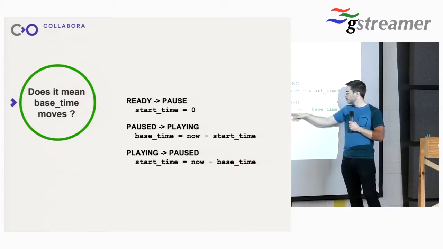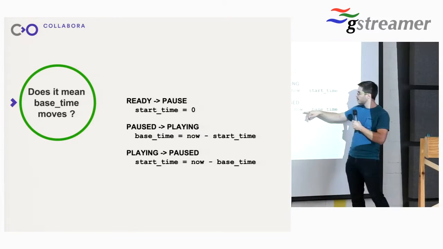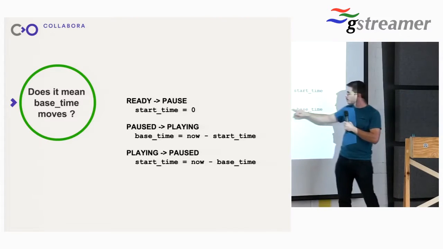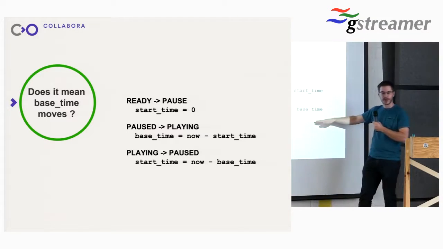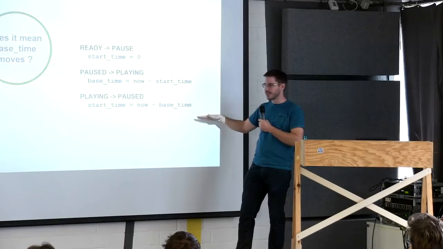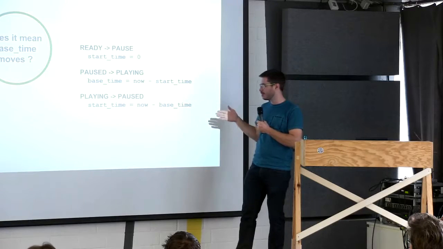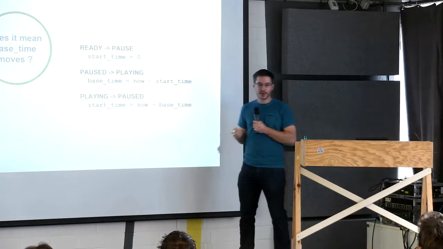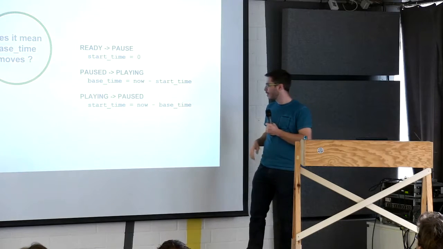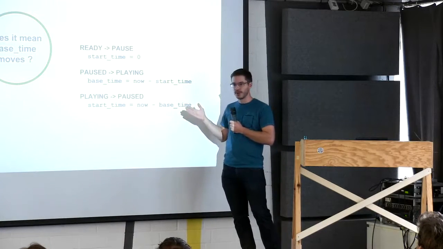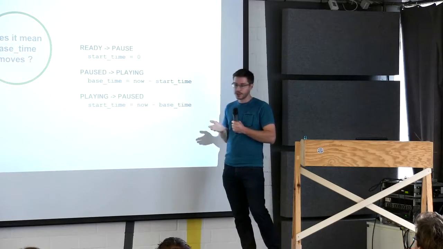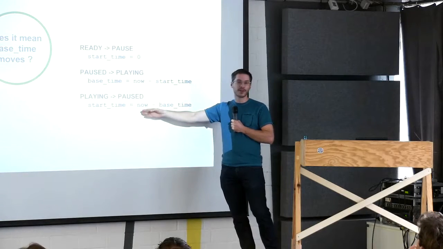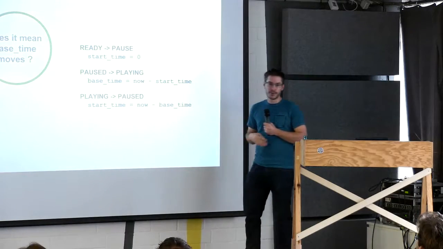Eventually, you'll go to pause. And then we will save the moment we went to pause. So now, minus base time. This formula, I'd like you to watch it right now, because this is the only formula that exists to calculate basically the running time. So at all moments when your pipeline is playing or live, you can define what's the current running time by taking a time on the clock and subtracting the base time.